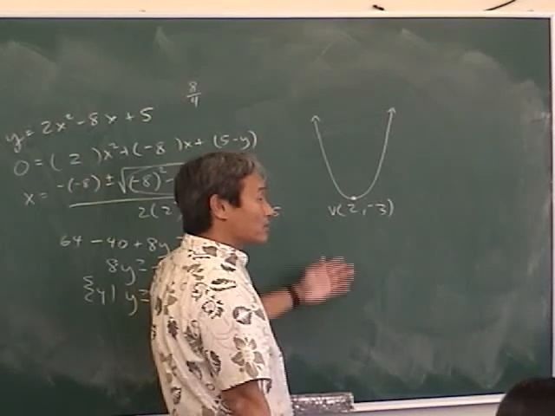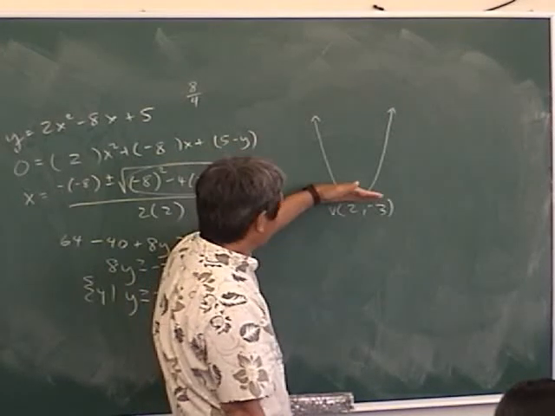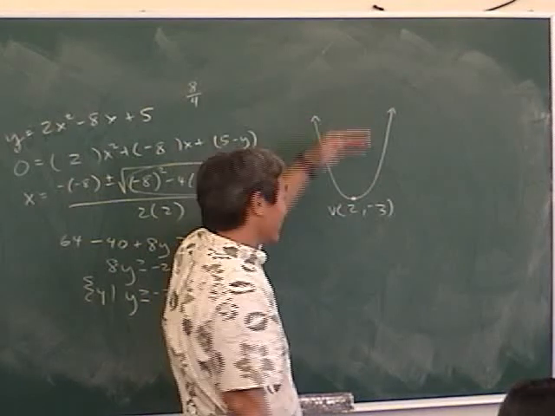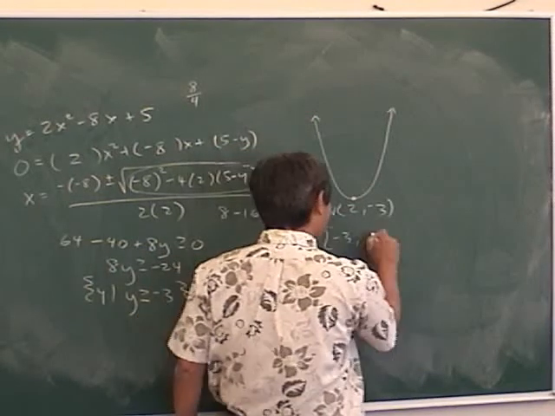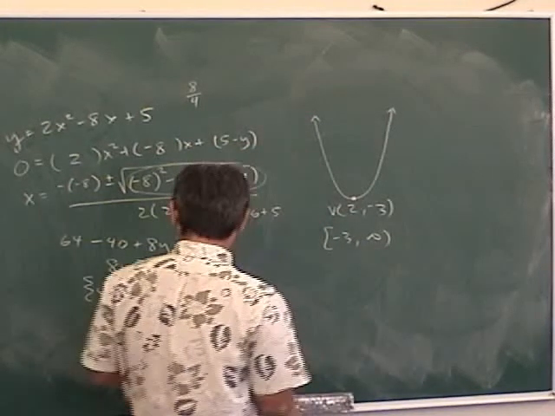So what's the smallest y-coordinate on this graph? Negative 3, and then everything above. So isn't the range going to be negative 3 to infinity? Which is the same thing as that?